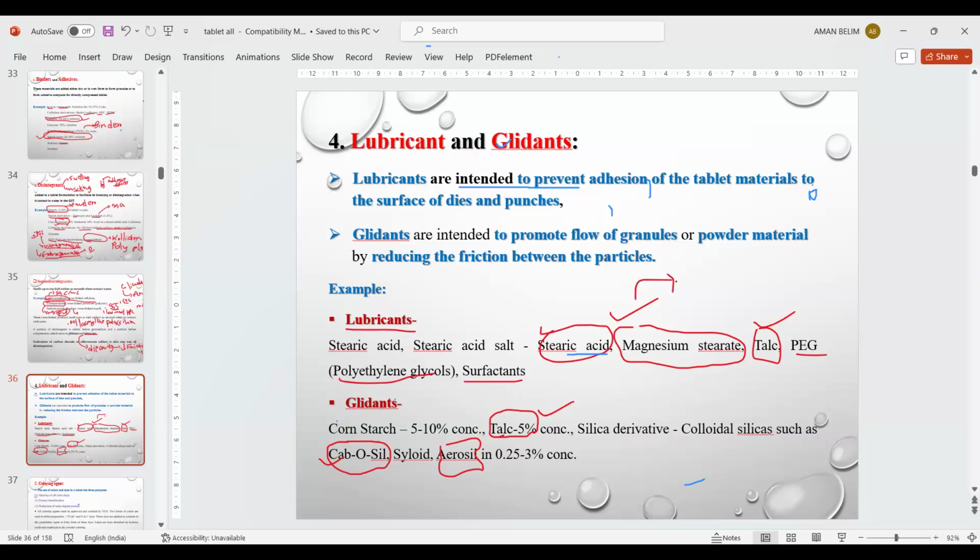In which percentage is magnesium stearate used? This can also be asked as an MCQ, and we will see an MCQ on this portion. They have asked it in a somewhat different way, but the reason behind the question is the same as what we are discussing here. What is the percentage? It is used at 0.2%, generally 0.2% to 0.5%. This is the general percentage in which magnesium stearate is used.